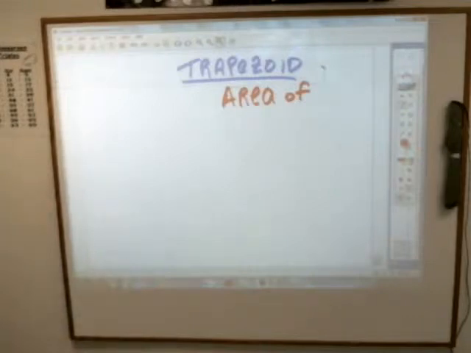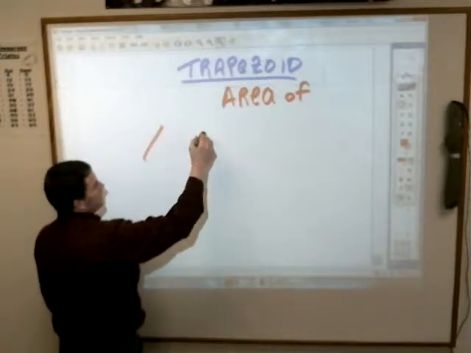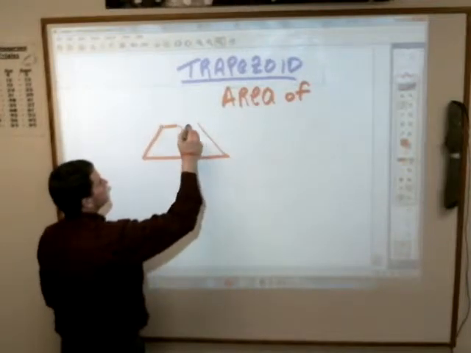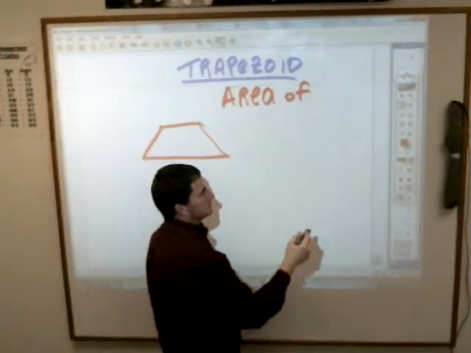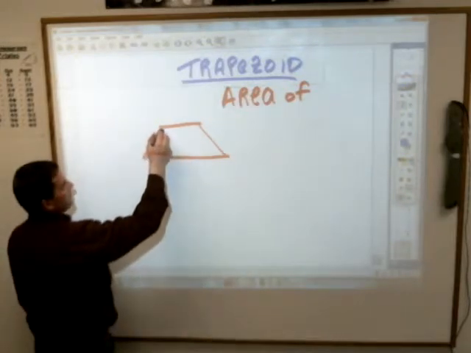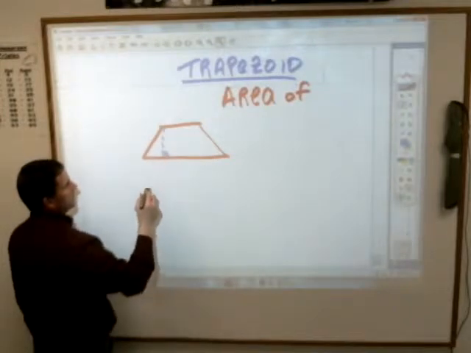A nice little trapezoid. One possibly that looks like this. What is the definition of a trapezoid? The who? It's a quadrilateral with exactly one set of parallel sides.